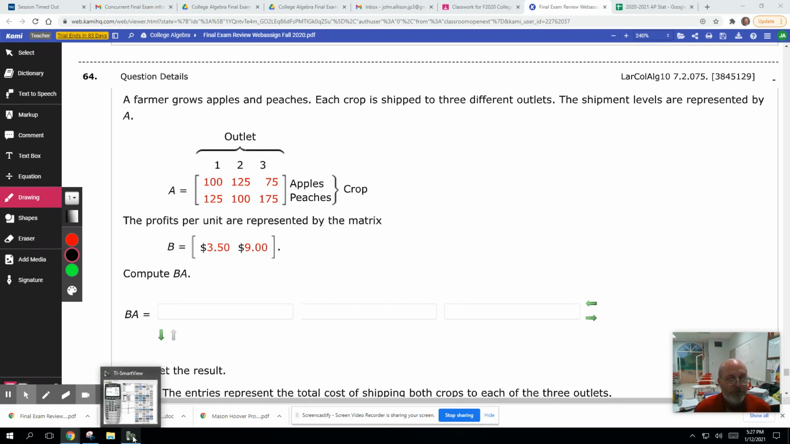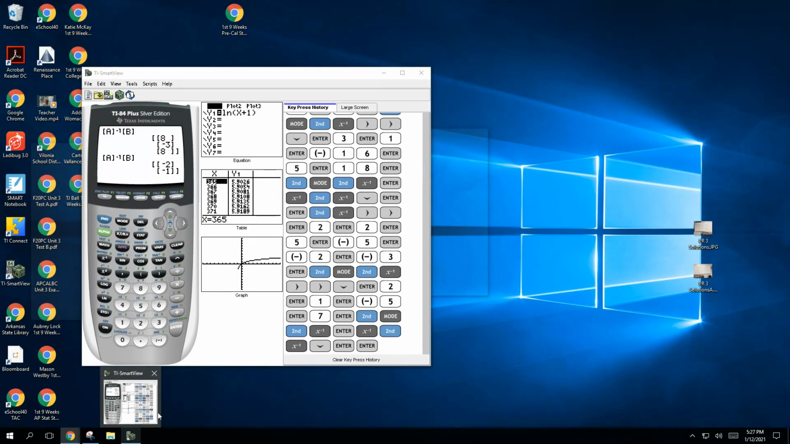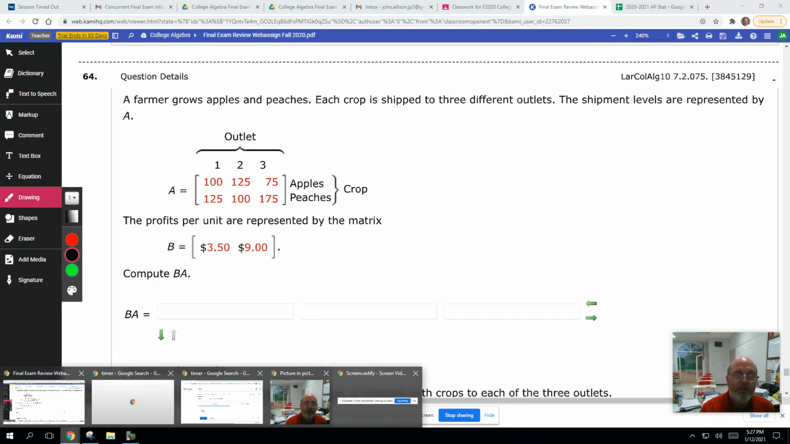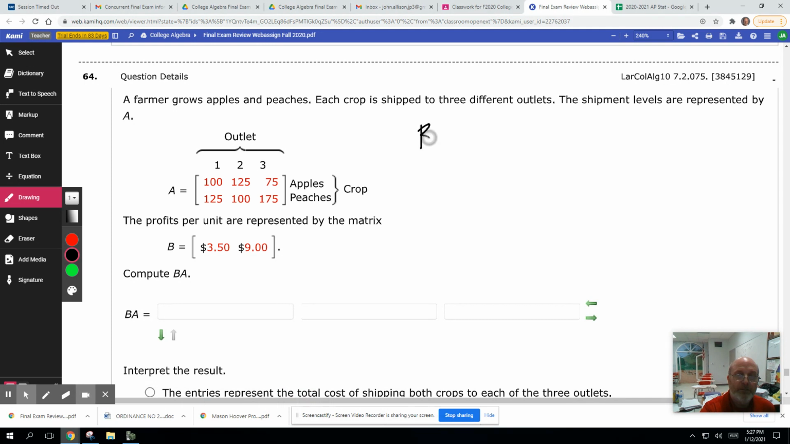So last time I showed you how to do it by hand. Here, notice that we have B. B is a 1x2 matrix, and A is a 2x3 matrix. So we have the inside dimensions match. That means that BA is going to be a 1x3 matrix, so we can do the product. I'm going to teach you how to do this on a calculator now.